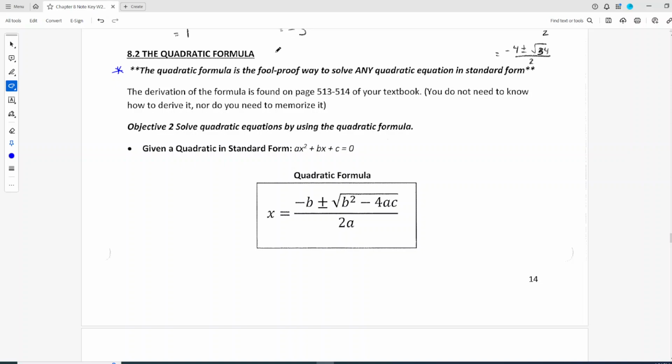I can prove to you that the quadratic formula comes from completing the square, which is sometimes good to know, where things come from so that you understand how to use it. So let me just show you the derivation.